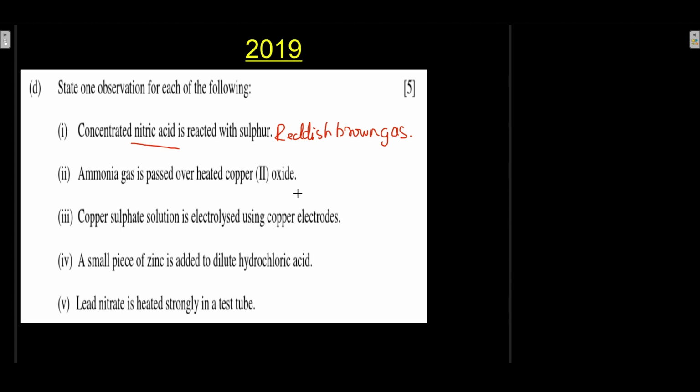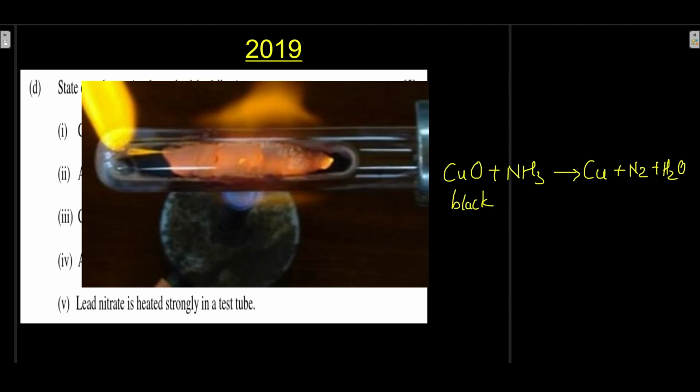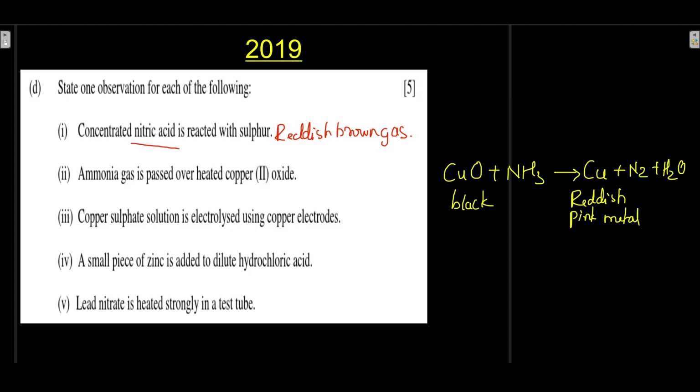Ammonia gas is passed over heated copper oxide. Always you have to understand, copper oxide is this, ammonia is this. Ammonia is acting as a reducing agent here, so it will reduce copper oxide to copper. Itself will form N2 plus H2O. Observation you can write, copper oxide is black in color. Copper is, they call it as reddish pink metal. So you can write this observation, a black copper oxide changes or forms reddish pink copper metal.